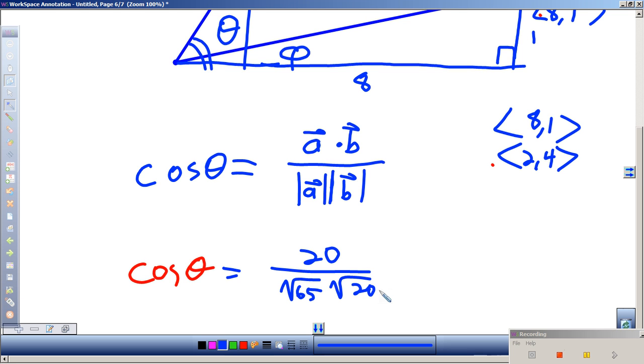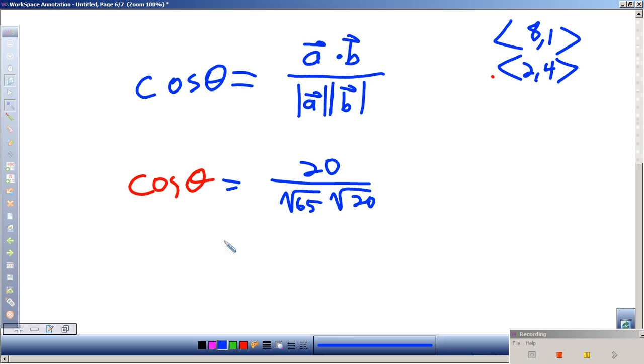Now, should we rationalize the denominator? I'll say no, don't do it, because that's not our goal. What's our goal? Theta. Our goal is finding theta. We don't even need to deal with what that is. We're not stopping there. So how would you solve this then? Inverse. Yeah, cosine inverse of this, cosine inverse of that.